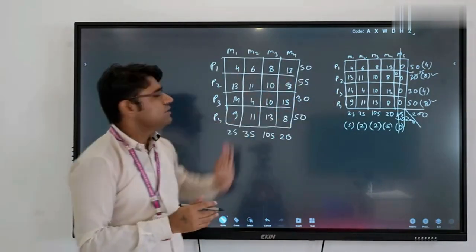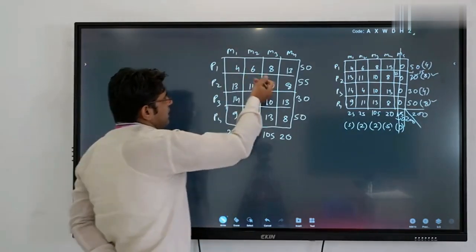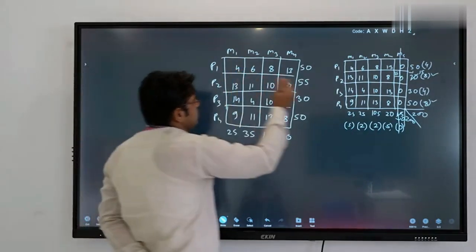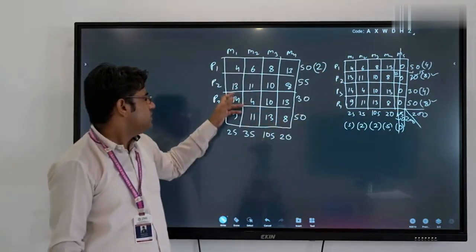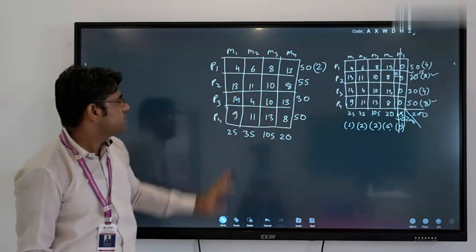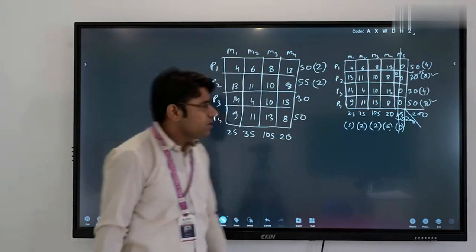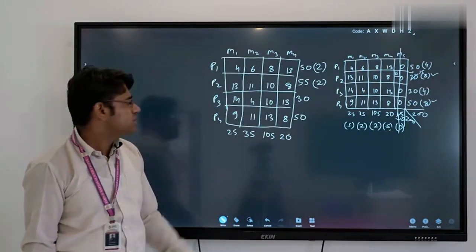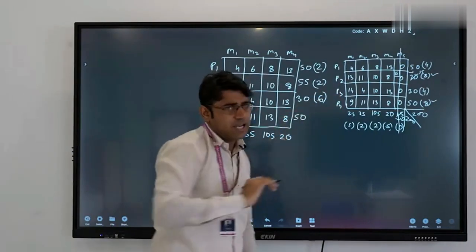First we find the penalties of each row and each column. In the first row the smallest element is 4 and second smallest is 6, so the difference is 2. In the next row smallest is 8 and second smallest is 10, so the difference is 2, so penalty is 2. And in the third row the smallest element is 4 and second smallest is 10, so the difference is 6, so the penalty is 6 here.